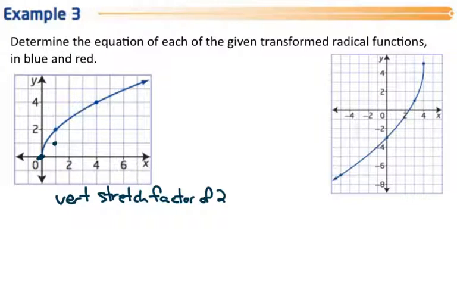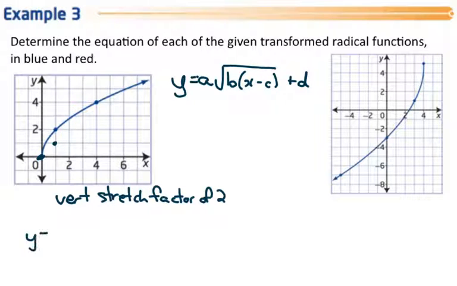So, again, I'll just put the generic equation up here in the middle. No shifts makes this pretty easy. Just the vertical stretch, that's A. So this equation would be y equals 2 square root of x. Just like that, it would be done.